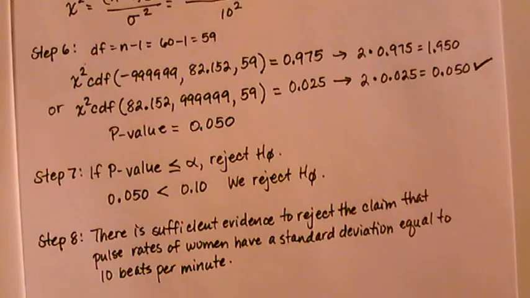So that's our conclusion for this particular problem for pulse rates of women. The claim was that they had a standard deviation equal to 10 beats per minute. We found that we were able to reject that claim, so we can conclude that there is sufficient evidence to reject that claim, that pulse rates of women have a standard deviation equal to 10 beats per minute.